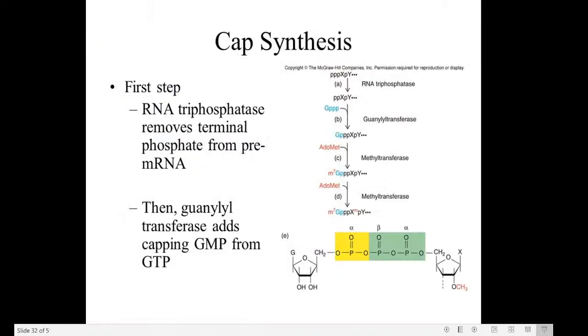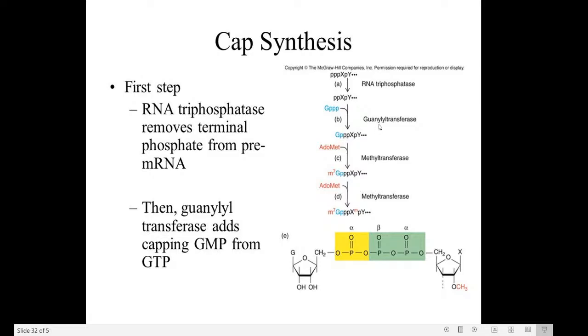Okay, the next concept is cap synthesis. After the RNA synthesis, the RNA strand formation, we want to do the cap synthesis. The first step is that the RNA triphosphate has its terminal phosphate removed from the pre-mRNA. That is before the initiation process, to capping with GMP. It forms the GMP from the GTP.